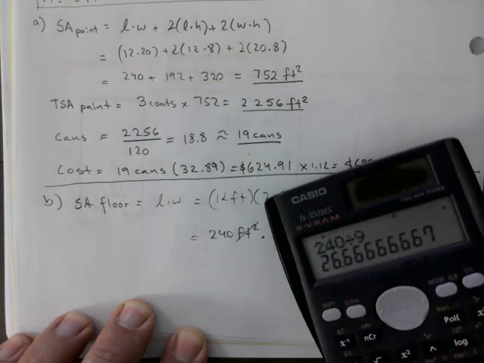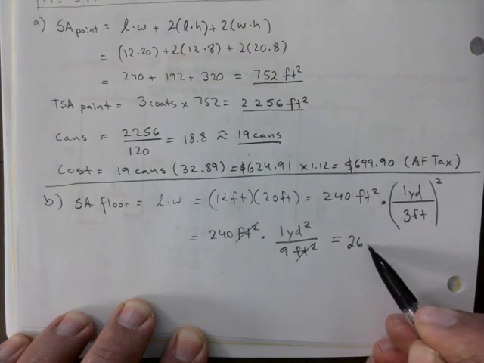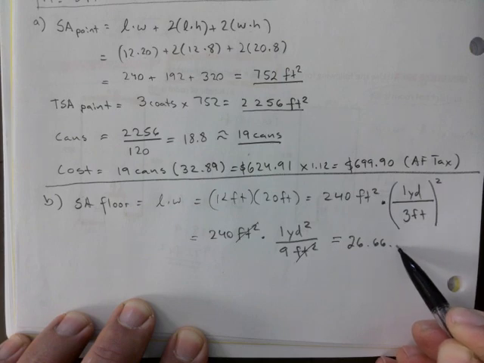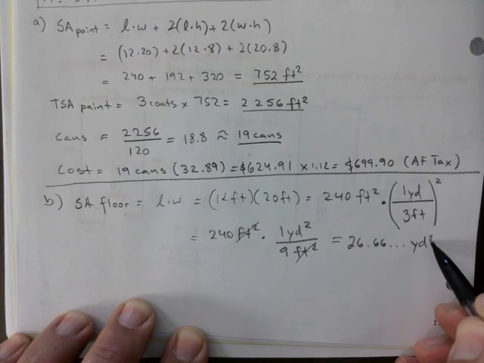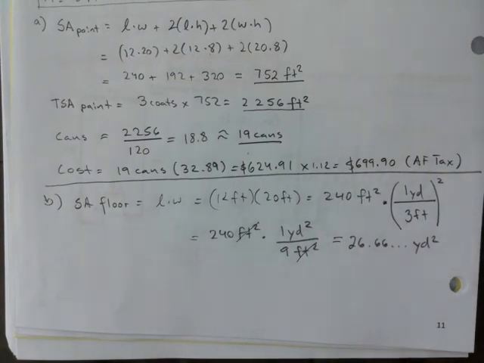I'm grabbing my other calculator. I don't know why. 26.66. That keeps going. Square yards. That is the area of the floor in square yards. I'm not going to round it yet. Okay.